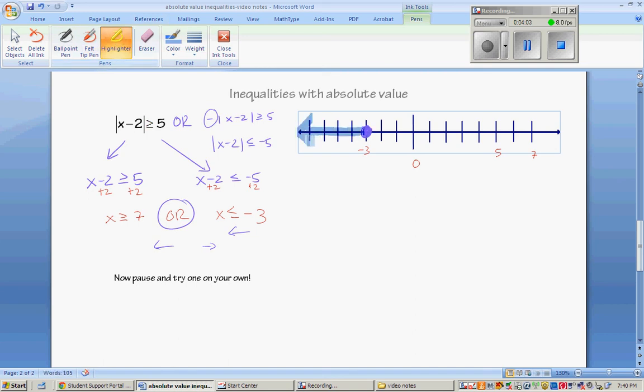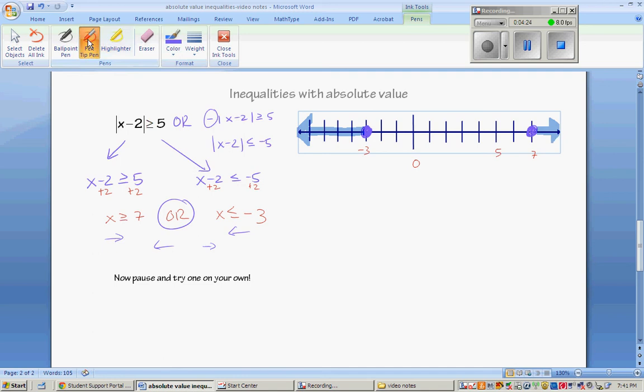Don't forget your arrow. Now on the other end, we have got that x is greater than or equal to 7. So color in 7. Again, we start with the x, and it's pointing in this direction. So all the numbers that are bigger than 7 are located over here. Put your arrow. And that's what it should look like.